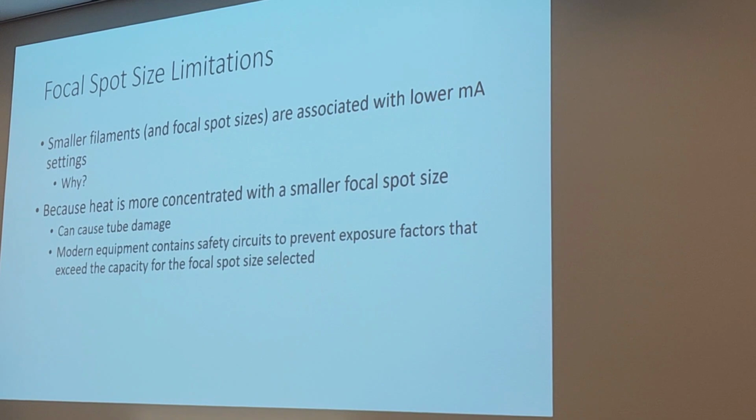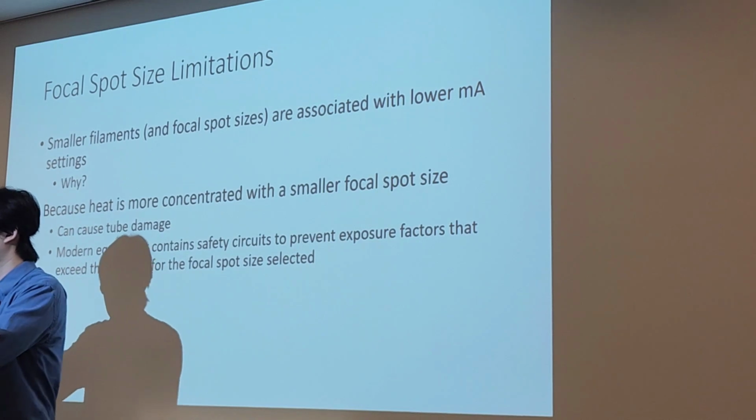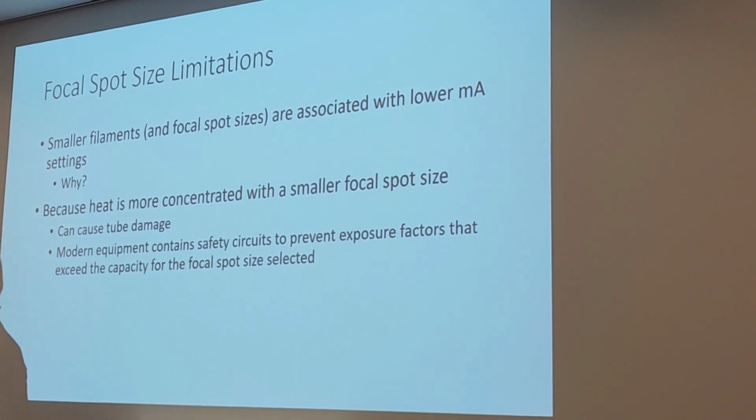So, if you're doing something like hands or fingers, right? Small anatomy, thin anatomy. Well, we want things to look sharp here, right? We want to see the nice clean outlines of the bones. And you don't use a lot of mass to demonstrate a hand or a finger. So you can afford to use a smaller focal spot. The heating isn't going to be as much.